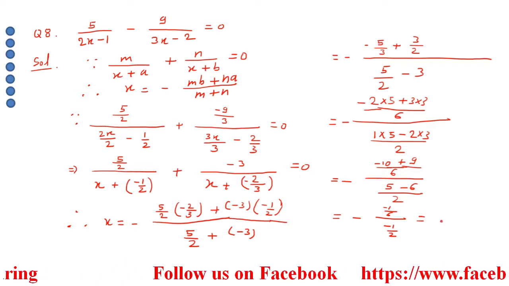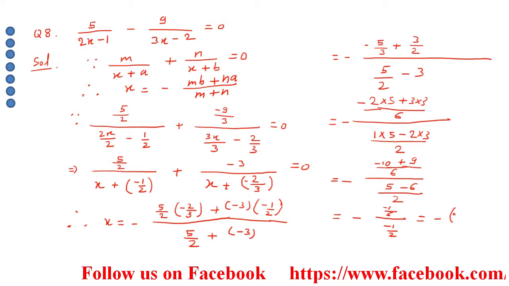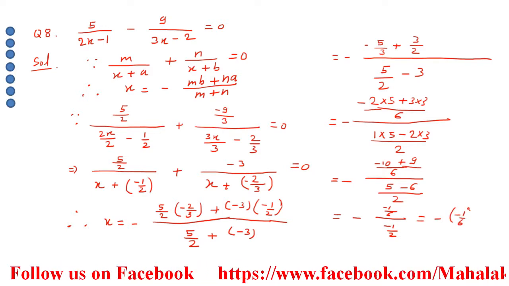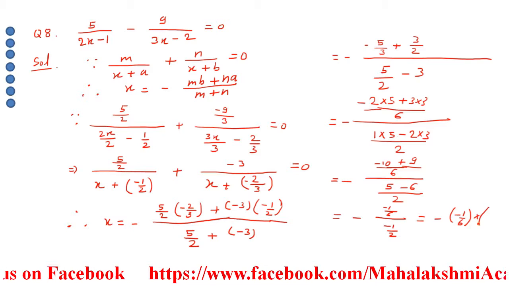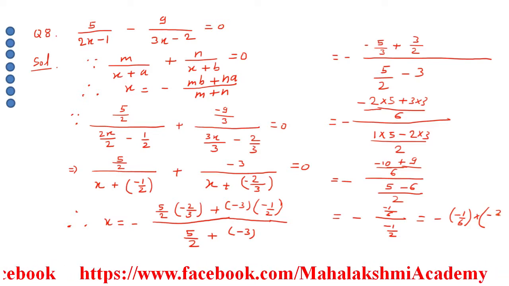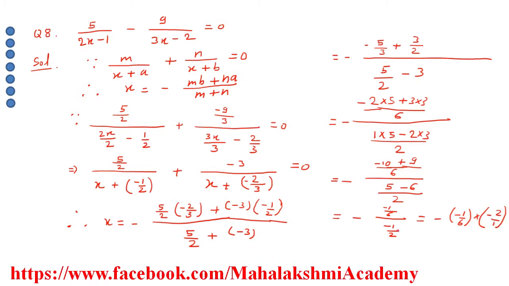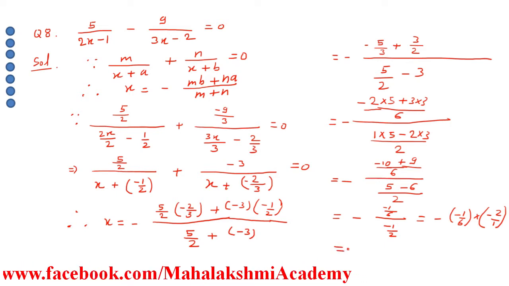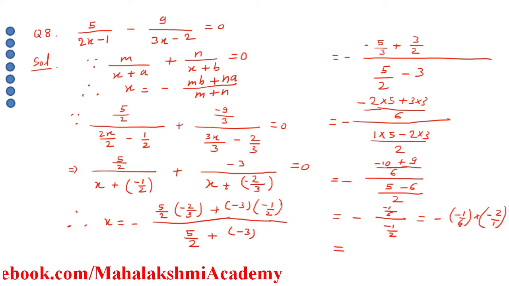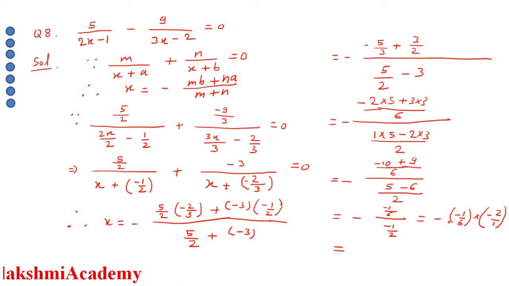So it's going to be minus outside, then minus 1 upon 6 multiplied by the reciprocal of the denominator fraction, so minus 2 upon 1. So you will obtain here 2 and 6 will cancel, so you will get 2 ones are 2, 2 threes are 6, and minus minus is plus, and plus minus is minus. So you will get here minus 1 upon 3.